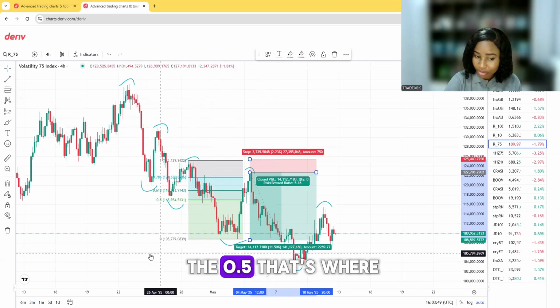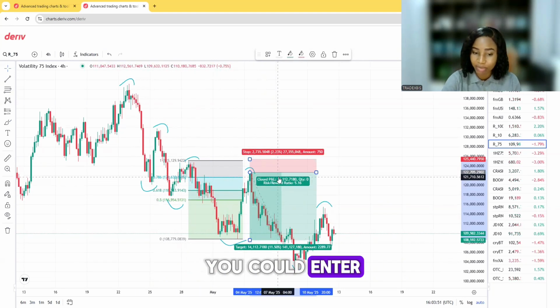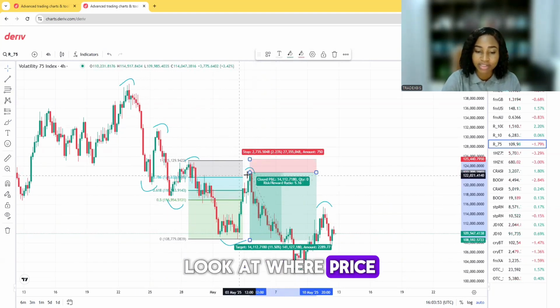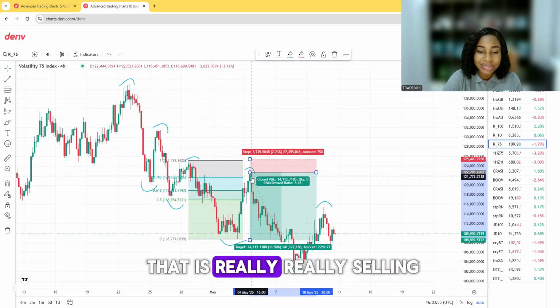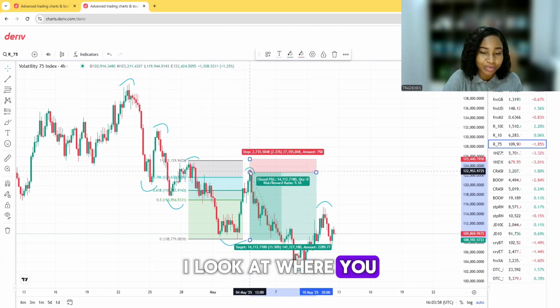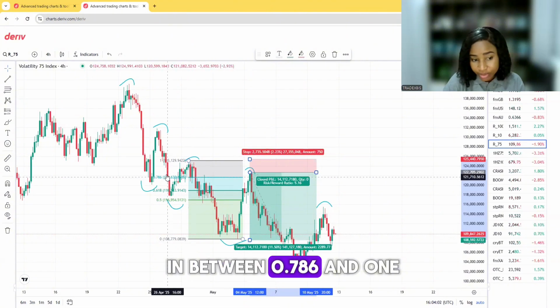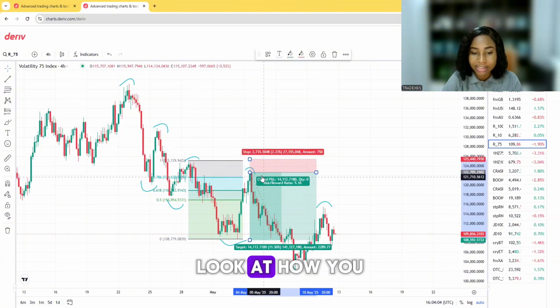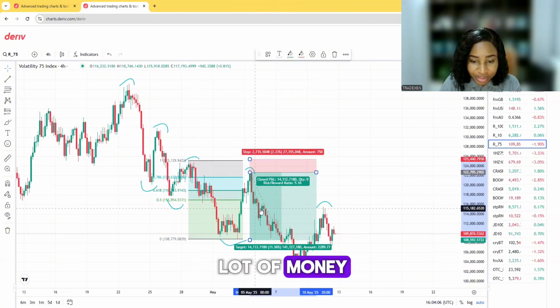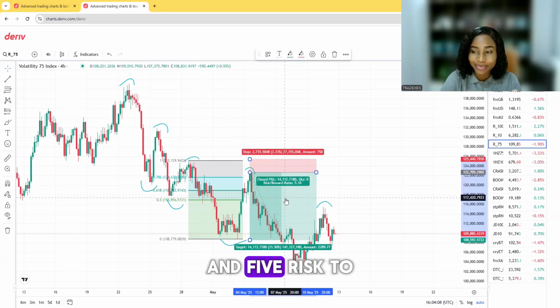Because at the 0.5, that's where you could enter. But if you still waited, look at where price got to. And that is really, really selling high. Look at where you want to take the entry, in between 0.786 and 1. Look at how you'd have made a lot of money. A 1 to 5 risk to reward ratio.